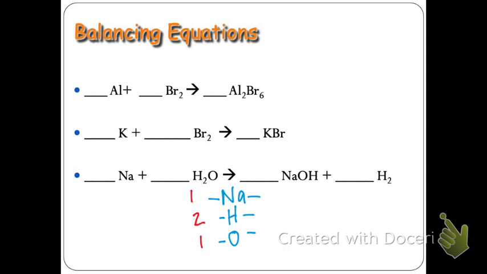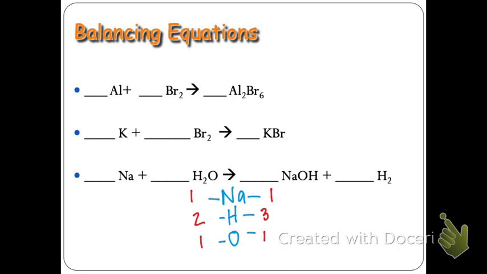On the right-hand side, how many sodiums? 1. How many hydrogens? 3. See, I've got 1 here plus those 2, right? That gives me a total of 3. And then how many oxygens? 1. Okay, so we've got a little bit of an issue here, right? Because hydrogen is the only atom that's not balanced right now.